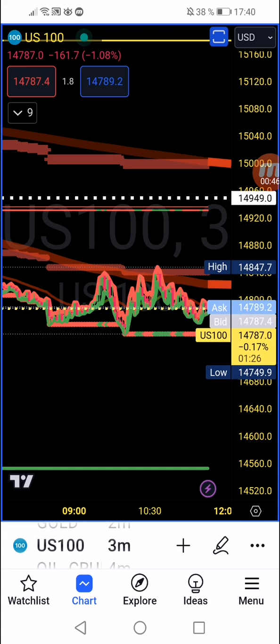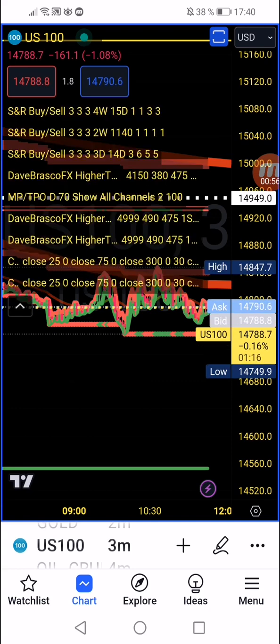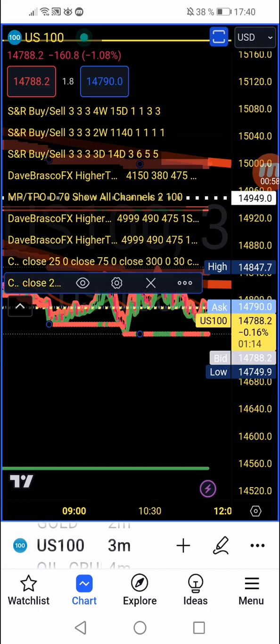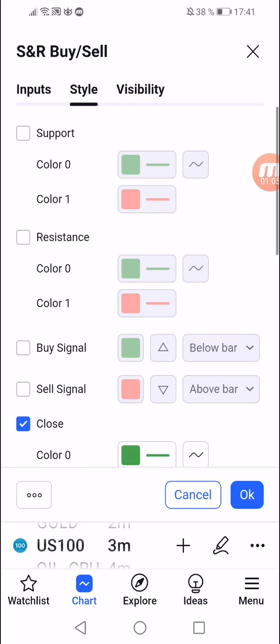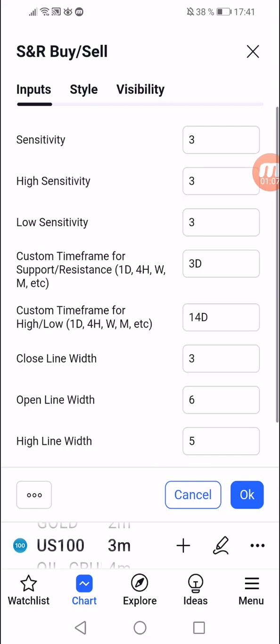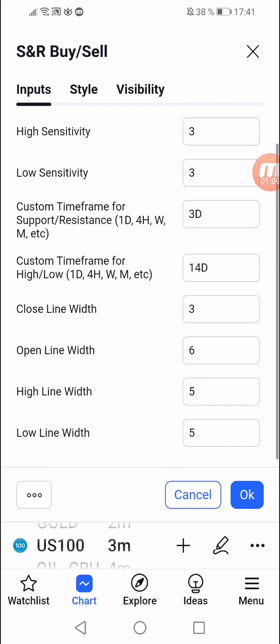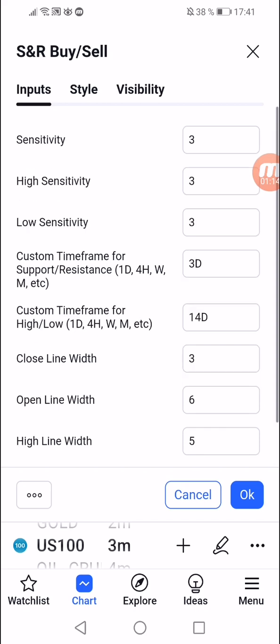So you go to Tradingview, you download my indicator, the SR indicator of DaveBrascoFX. This is this one. SNR buy sell, and you go here and exactly you do the same, the setting you see, you take the setting exactly like it is default. You can change them too, but don't do that.